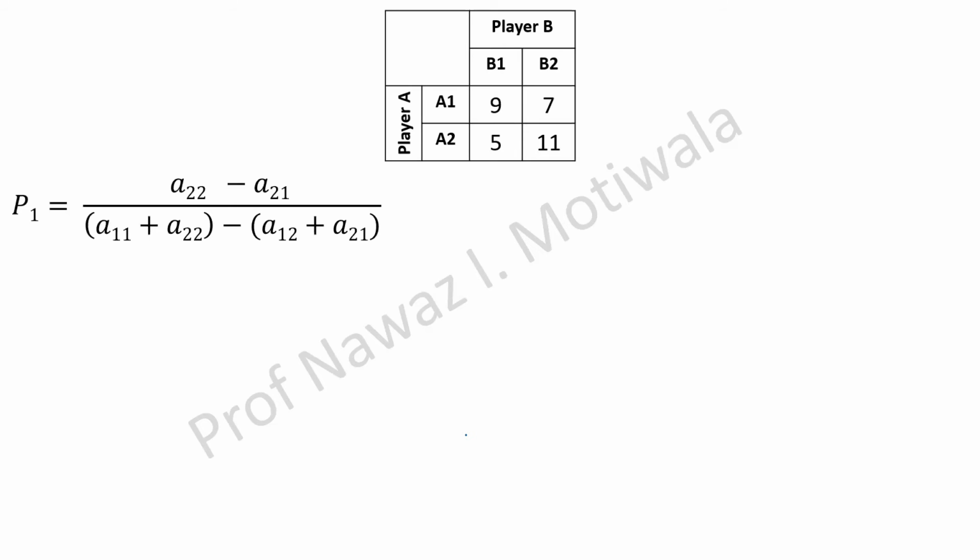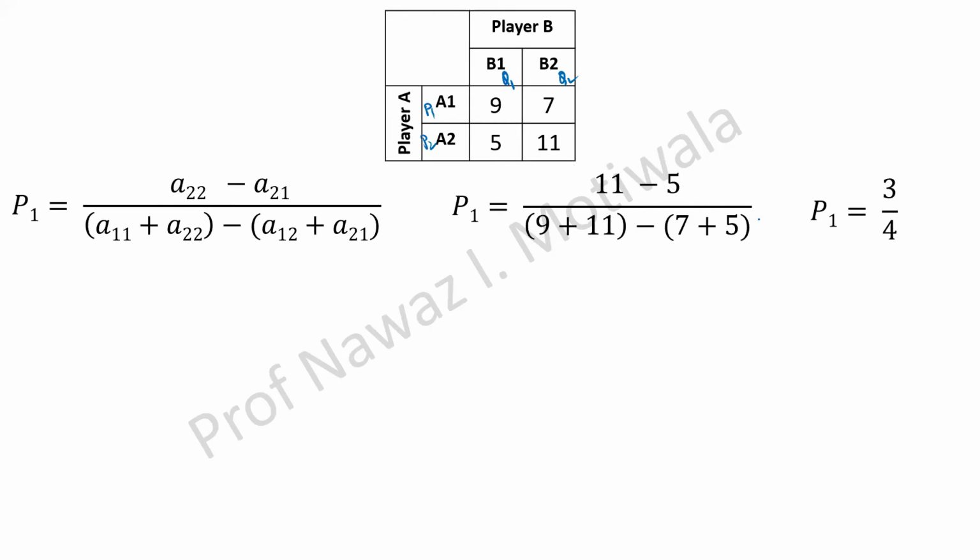As it is the first problem, I will also do it. So let me write here: this is P1 and this is P2, this is Q1, this is Q2. What values do I need? A22 minus A21. A22 is 11, A21, second row, first column, is 5. So 11 minus 5, divided by A11 plus A22, that is 9 plus 7, minus 7 plus 5. On solving that, I get the answer 3 by 4.